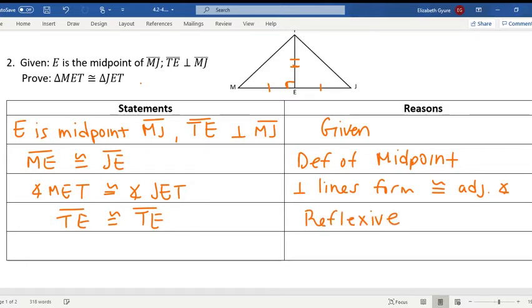And now we're actually done. We've shown our two sets of congruent sides. We showed our included angle. So we can say that triangle MET is congruent to triangle JET by side angle side.